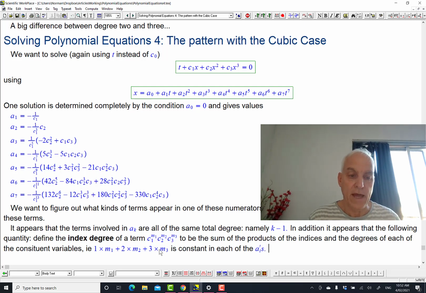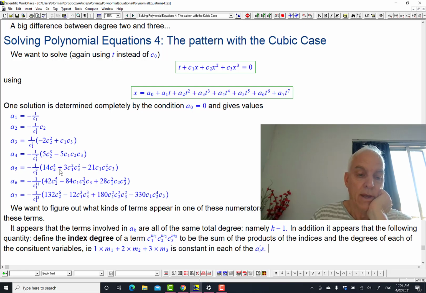Let's check that with the other ones just to make sure that's true. Okay, so for A3, the index degree here is 2 times 2, that's 4. The index degree here is 1 times 1 and 3 times 1, that's a total of 4. Yes, so the index degree of all the terms here is 4. The ordinary degree of both these terms is 2. The index degree is 4. How about over here? The index degree is 6, and here we have 1 plus 2 plus 3, which is also 6.